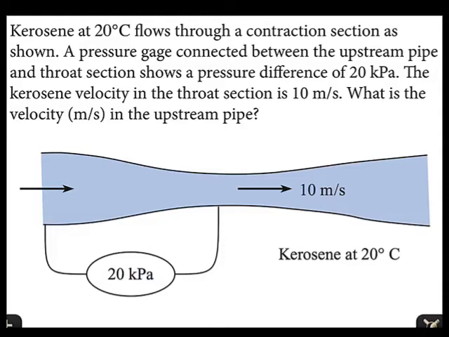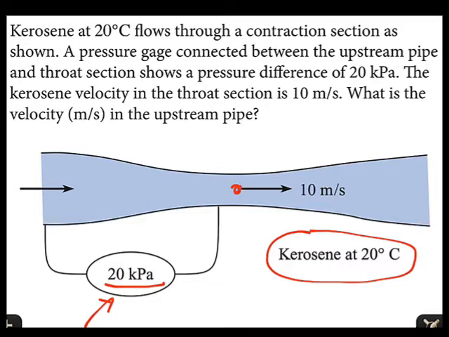I'll begin by interpreting the problem statement. We have kerosene at 20 degrees C flowing through a Venturi nozzle. This pressure gauge measures a differential pressure of 20 kPa. The kerosene velocity at this point is 10 meters per second, and the goal is the velocity at this point.